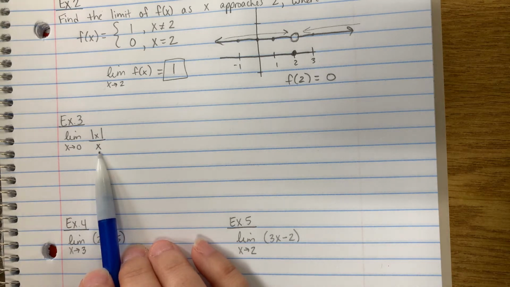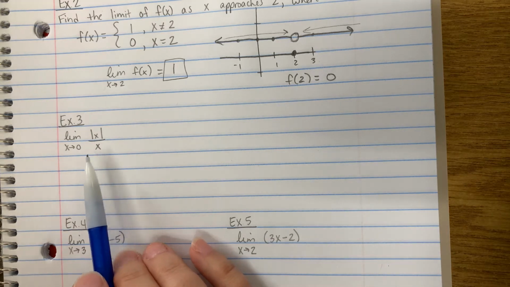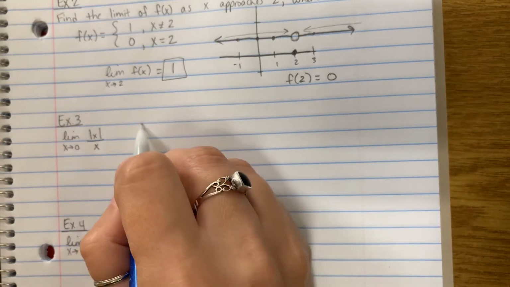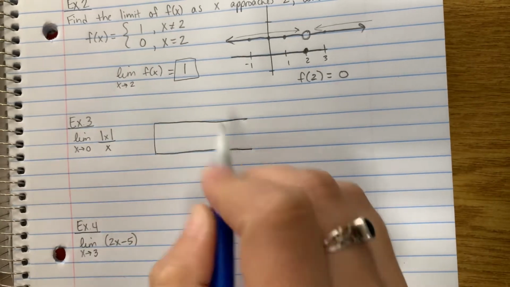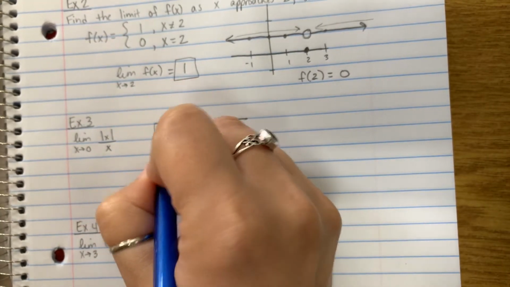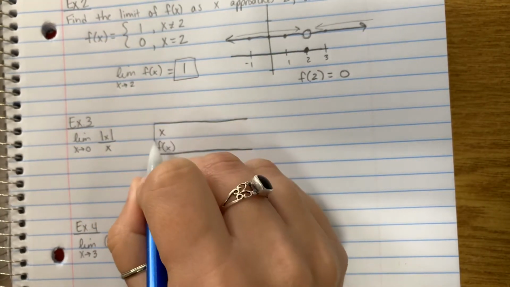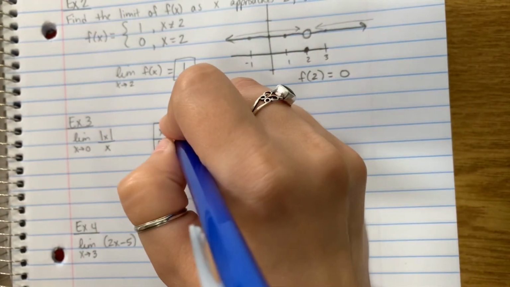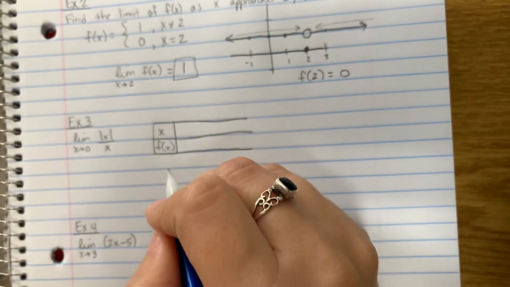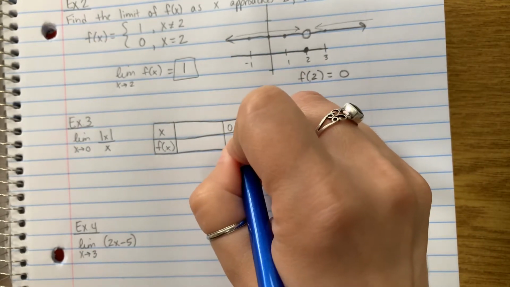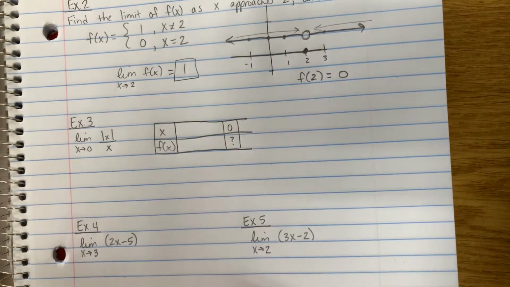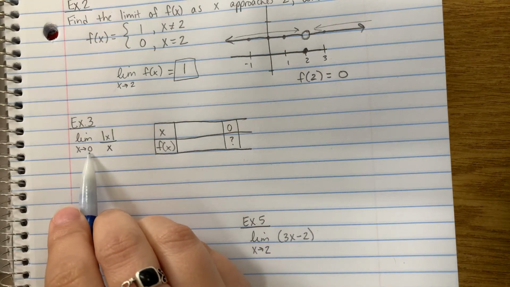So I have really a couple of options. I could do a table or I could graph it, either one. So let's say I choose to do a table. So let me draw out my table again. What's going to happen in this one is you're going to notice one side doing one thing and the other side doing another. So if I'm trying to go to 0, I'm going to put 0 right here in the middle. This is what I'm trying to find as x approaches 0.